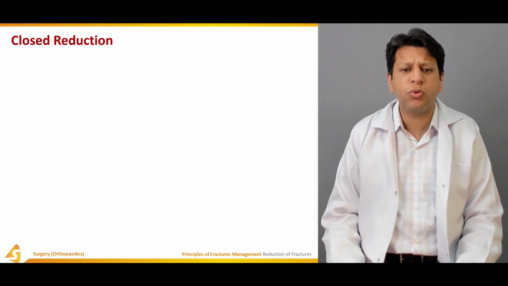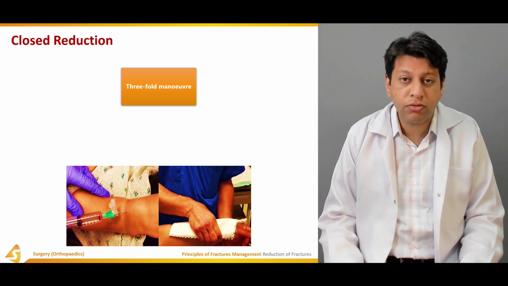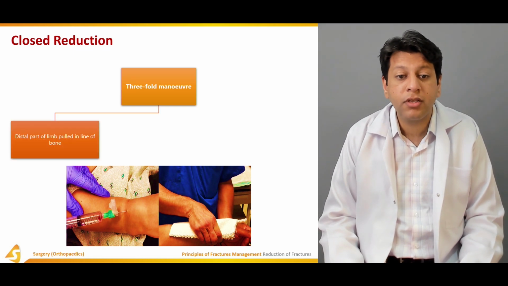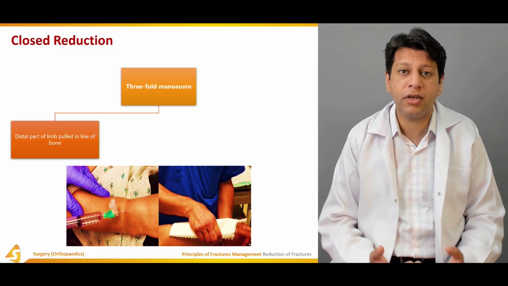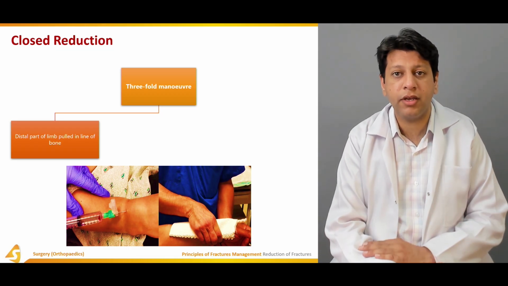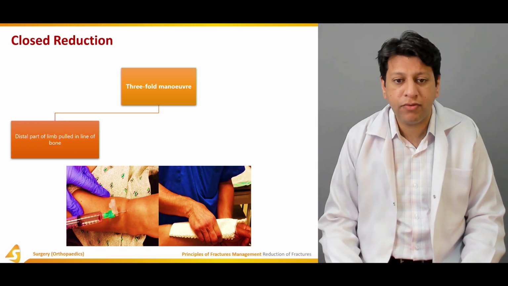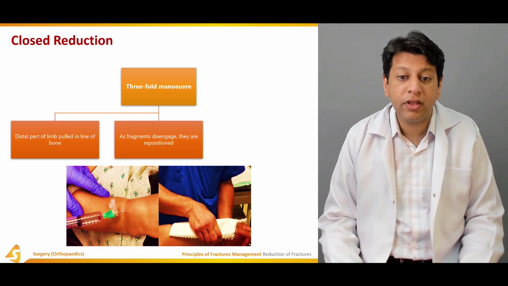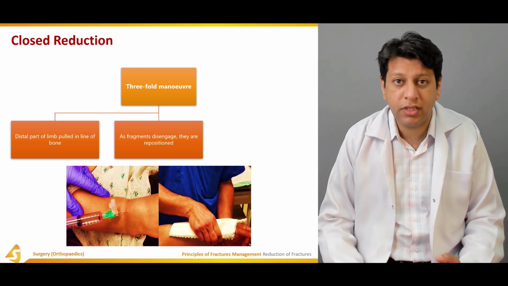Now, how to do the closed reduction? There are basically threefold maneuvers to do the closed reduction. The first is that the distal part of the limb is pulled in the line of the bone. For example, if the patient had a distal radius fracture, the hand will be pulled in the line of the force. Then as the fragments disengage, they are repositioned opposite to where they actually are.